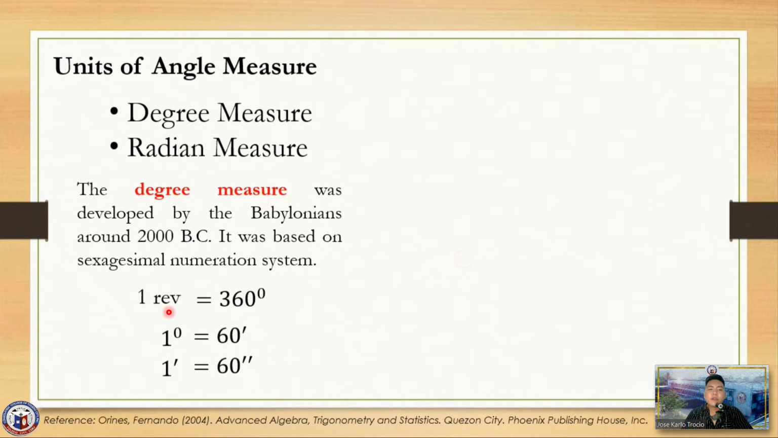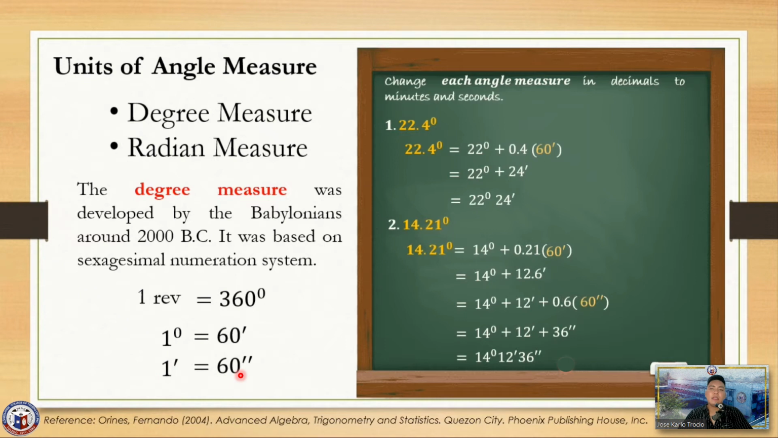So one rotation is 360 degrees, and 1 degree is equivalent to 60 minutes. So 1 apostrophe is 60 minutes. 1 apostrophe, or 1 minute, is equal to another 60 with 2 apostrophes, that is seconds. So 1 degree, or 1 hour, is equivalent to 60 minutes. 1 minute is equivalent to 60 seconds. Let us see these examples.